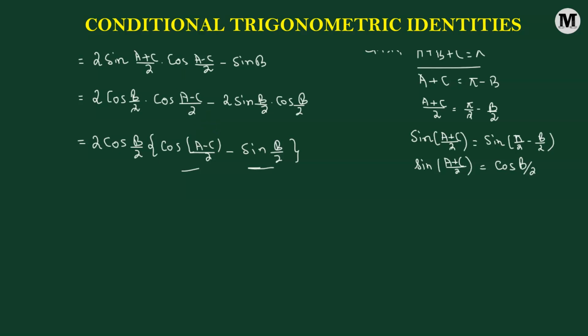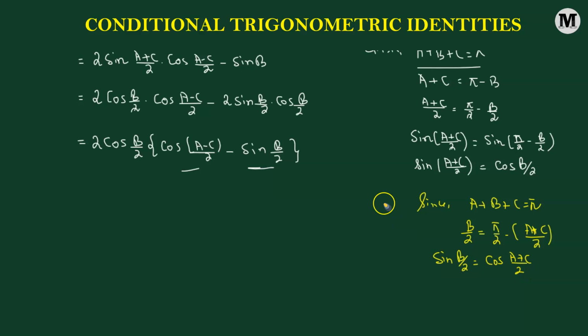So again, we will use the condition. Since a plus b plus c equals pi radians, we can get b over 2 as pi over 2 minus (a plus c) over 2. So what we're going to do is take the sine function on both sides. So sine of b over 2 is going to be equal to sine of pi over 2 minus (a plus c) over 2. That's going to give us cosine of (a plus c) over 2.